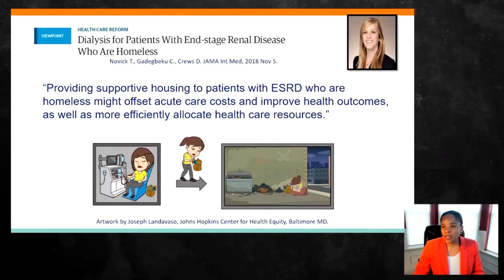given that it is just unimaginable to think about trying to manage a need for coming in, for example, 3 times a week for hemodialysis for a person who is homeless, and in other health conditions. Permanent supportive housing has been quite effective, and so this was something that we've called for.